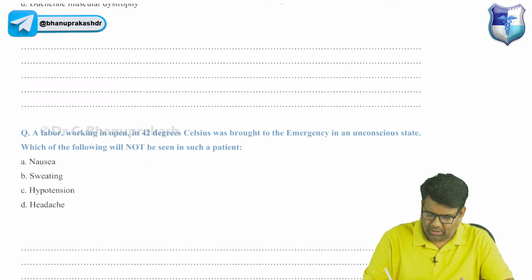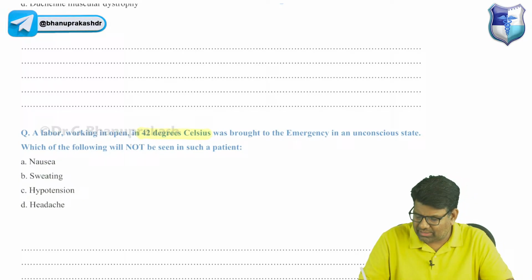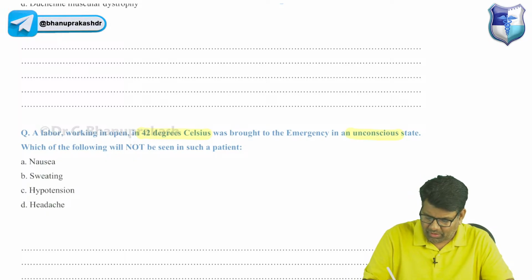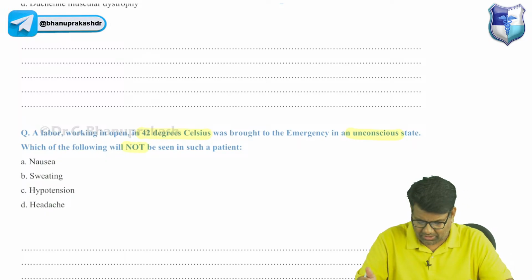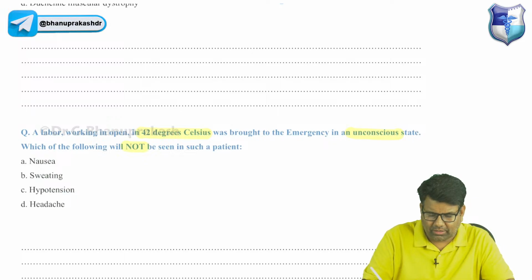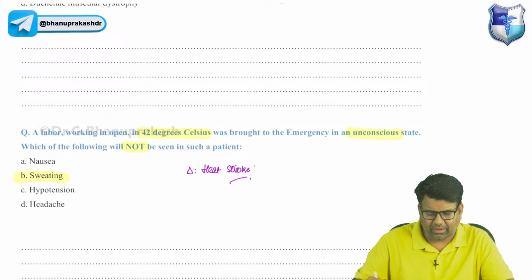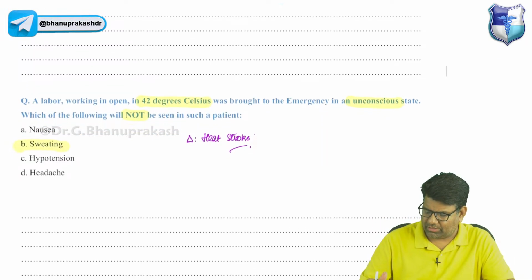Next question. A laborer who was working in 42 degrees was found in an unconscious state. Which will not be seen in this patient? Yes, this is a case of, what is the clinical diagnosis here? Heat. There is no concept of sweating here. So heat stroke, working in such a high temperature.